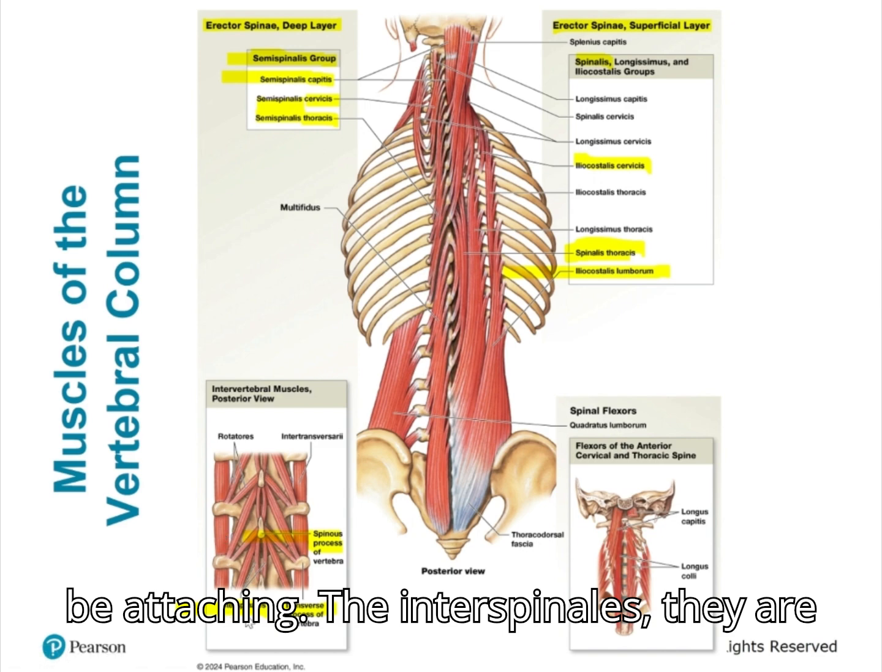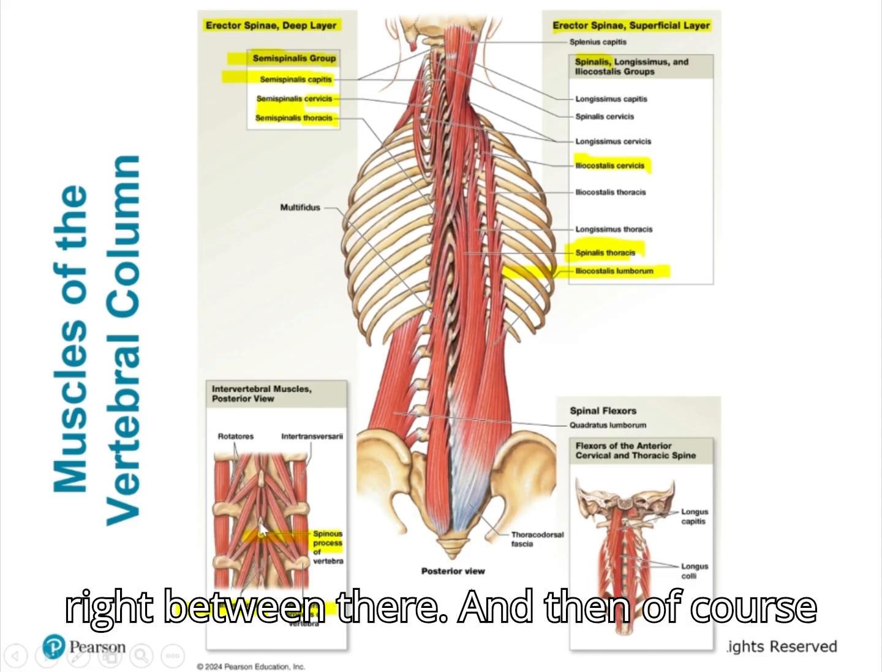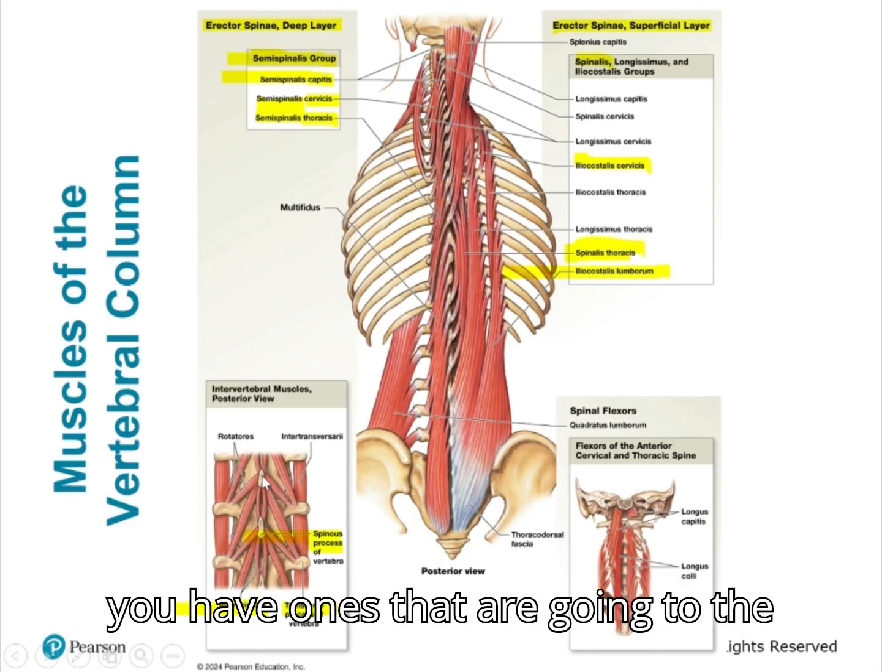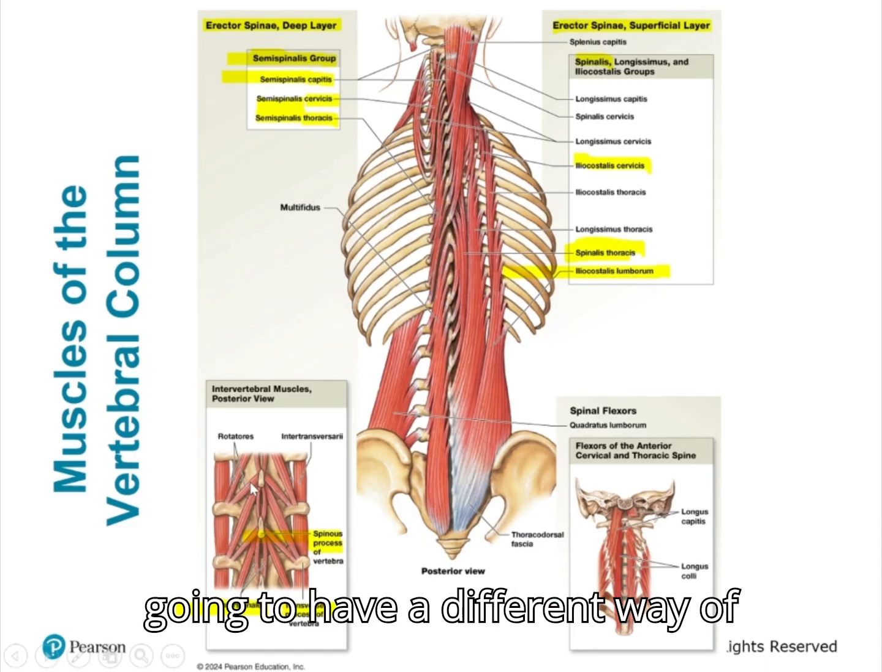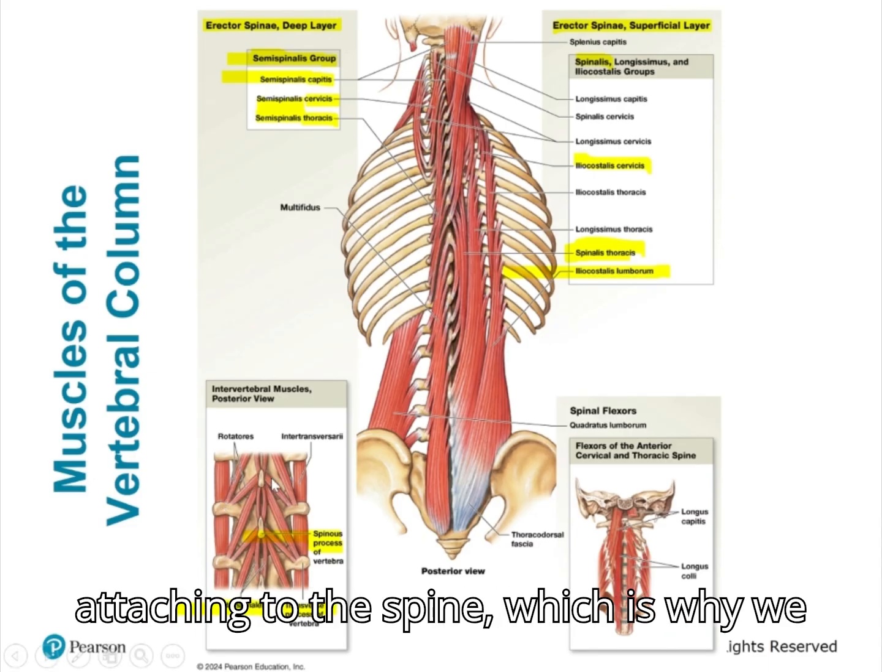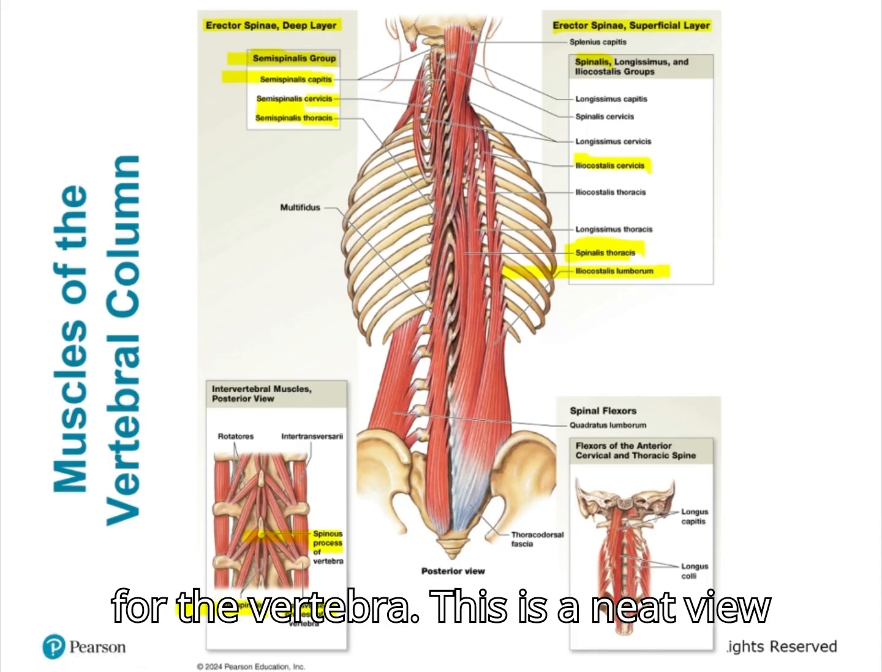The interspinales are going to be between the spines, so there are muscles going right between there. And then of course you have ones that are going to the transverse processes. All of these have a different way of attaching to the spine, which is why we have these irregularly shaped bones for the vertebrae.